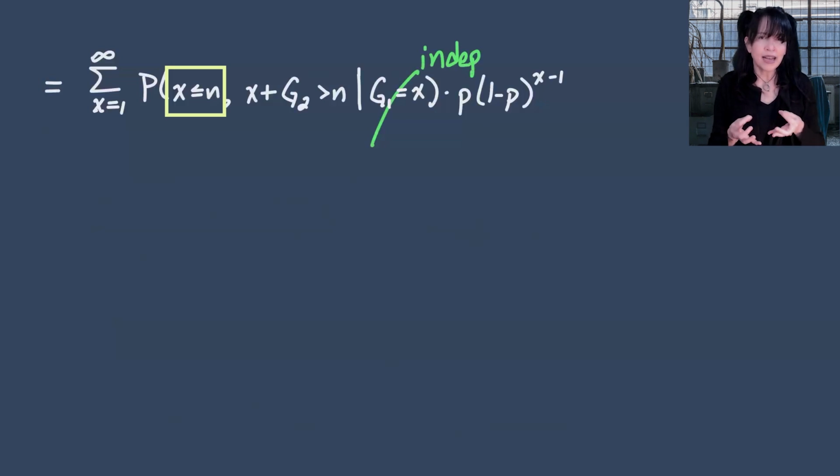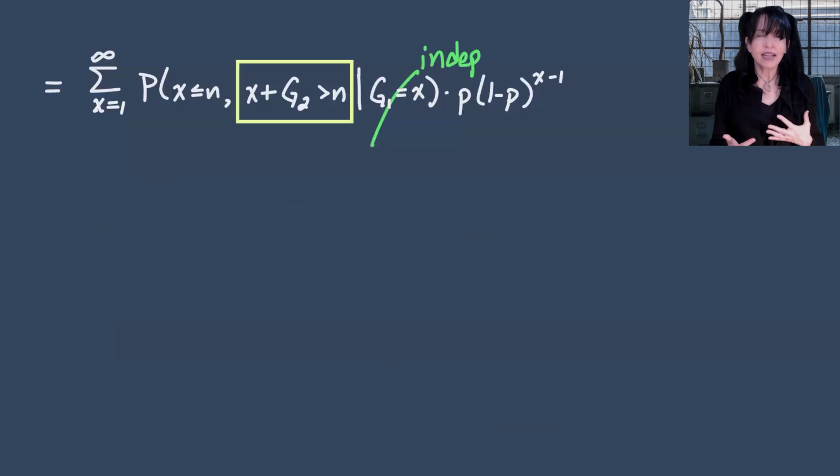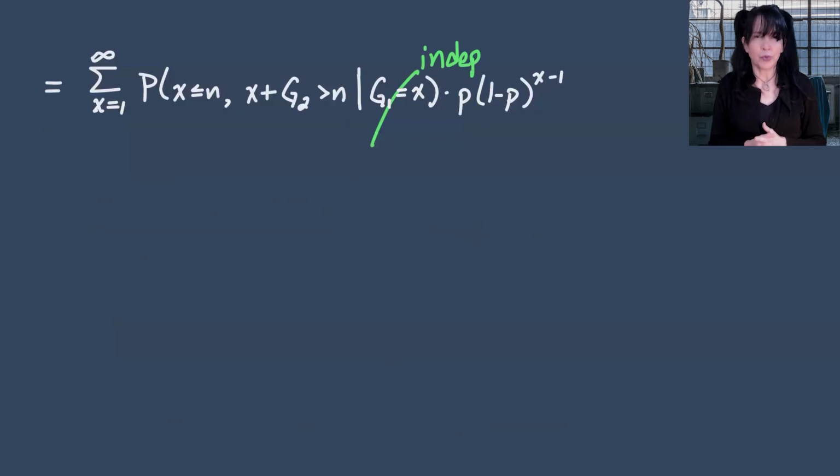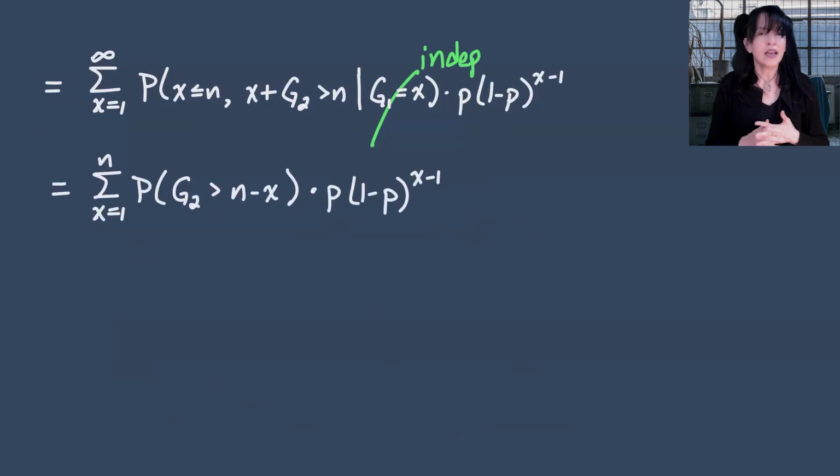So if x is between 1 and n inclusive, then this statement is always true, and it's kind of irrelevant to write it. This joint probability is just the probability that this happens. Whereas if x becomes greater than n, then this statement is false and the whole probability is 0. This is effectively going to just cut down the region that we're summing over, and we end up with the sum as x goes from 1 to n of the probability that capital G2 is greater than n minus x times p times (1 minus p) to the x minus 1.